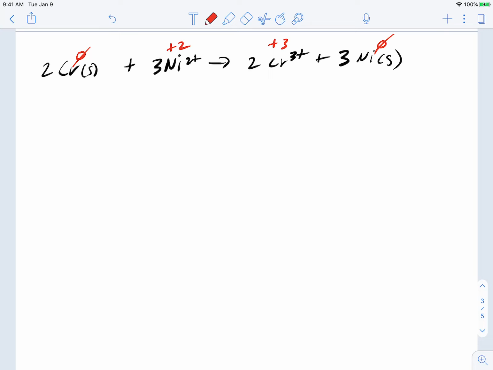Now what I want to point out here is that I'm going to compare my chromiums and say what has happened to chromium. We're trying to figure out where the electrons are going. Chromium went from 0 to +3. If you're going up in positive charge, you're losing electrons. So chromium is losing electrons, which means it is undergoing oxidation.